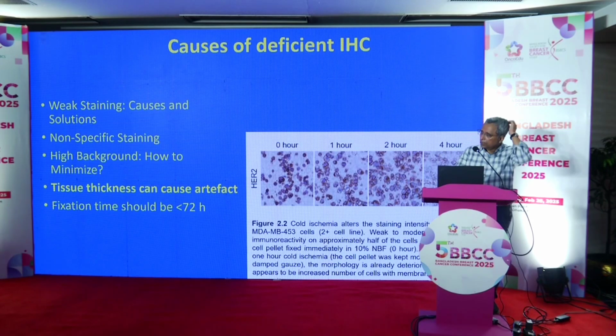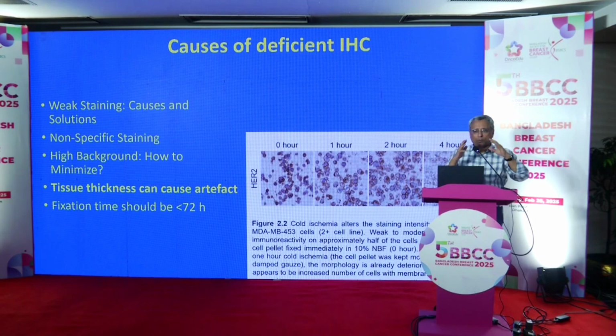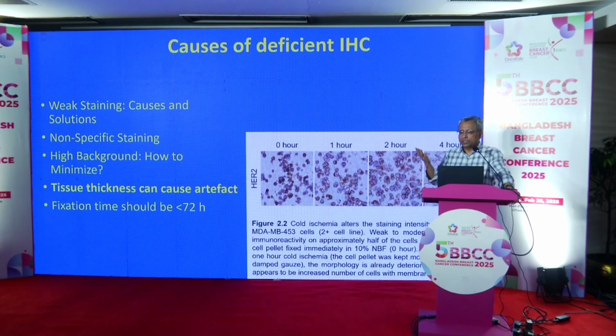So if you are careful about all these steps, or say you do very carefully all the pre-analytic steps, then you can still have some problems with the immunostain, right? For example, you can have problem with the staining. There could be over-staining, under-staining, no staining. You can have high background.